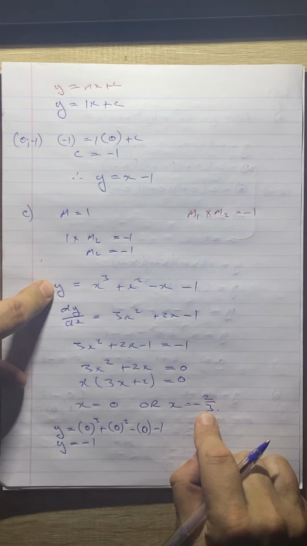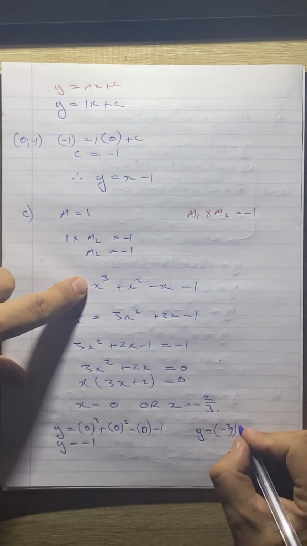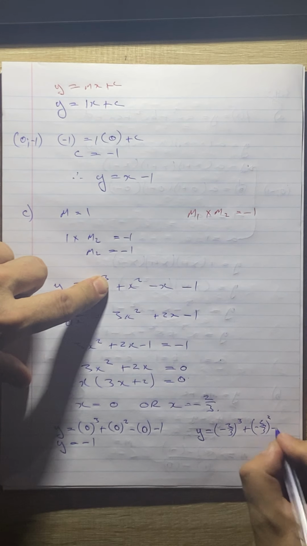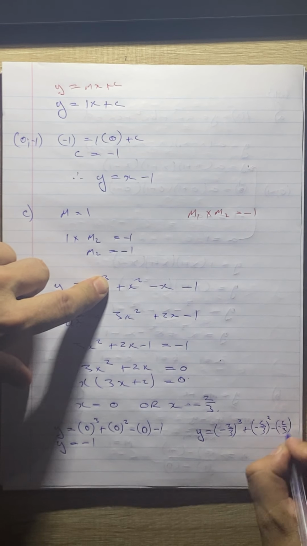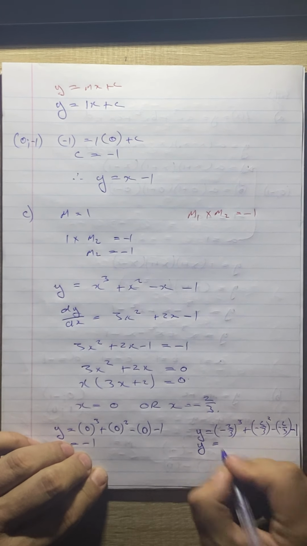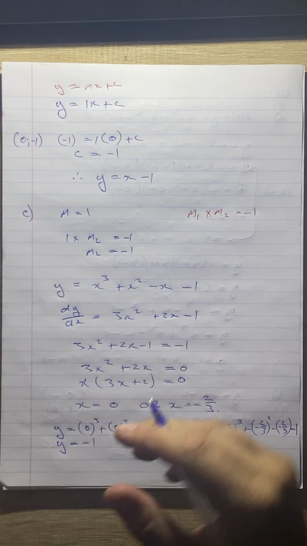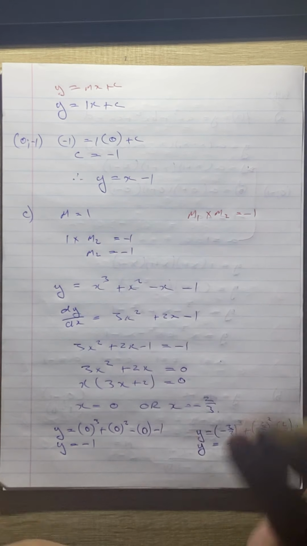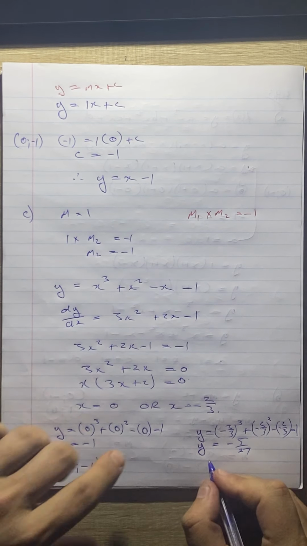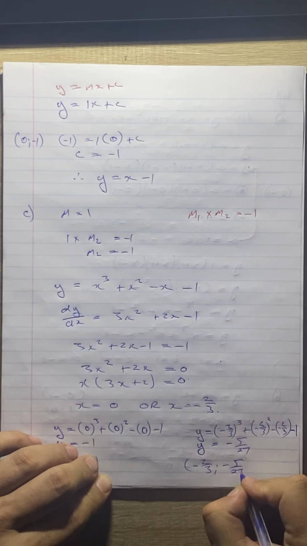Take this one, put it back into the original to find the y value. So y is equal to (minus 2 over 3) cubed plus (minus 2 over 3) squared minus (minus 2 over 3) minus 1. Put that on the calculator and you should get minus 5 over 27. So the 2 points that will have the gradient of minus 1 are (0, minus 1) and the other one is (minus 2 over 3, minus 5 over 27).